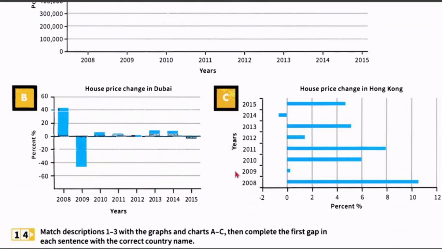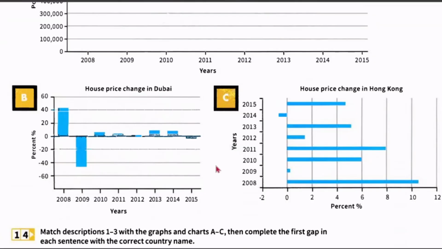Again in 2009, the prices have decreased significantly. Again, it is the highest decrease in the bar chart. Again, in 2010, there has been a slight increase in house price. In 2011, there has been a less decrease. Yes, there has been a decrease in house price in 2011.